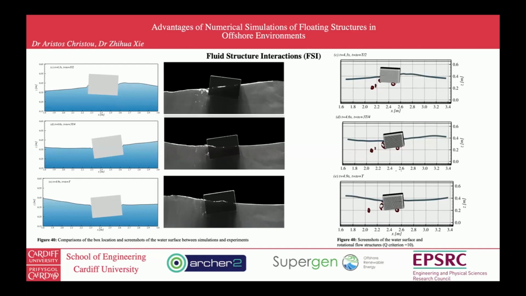And on the left panel, we can see some rotational flow structures in terms of the Q criterion near the floating box, and how these eddies are formed in one time step and then move with the box and the wave.